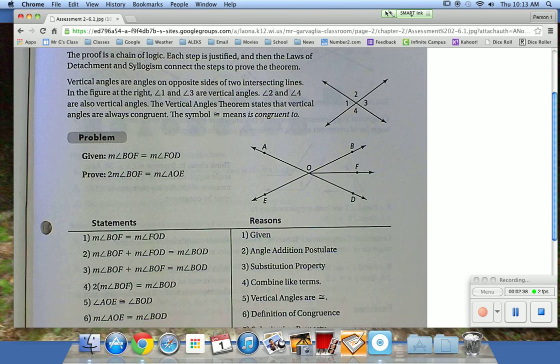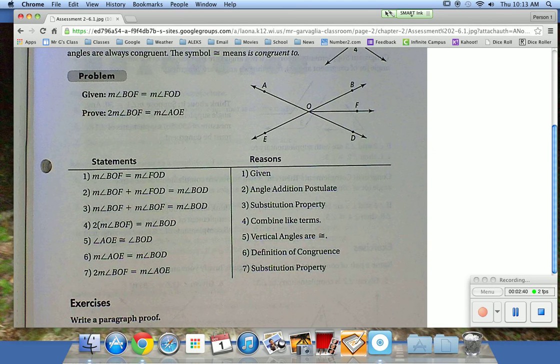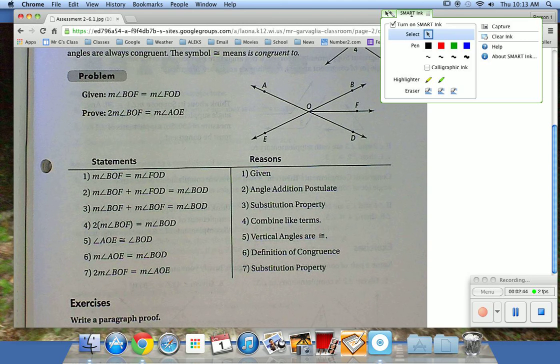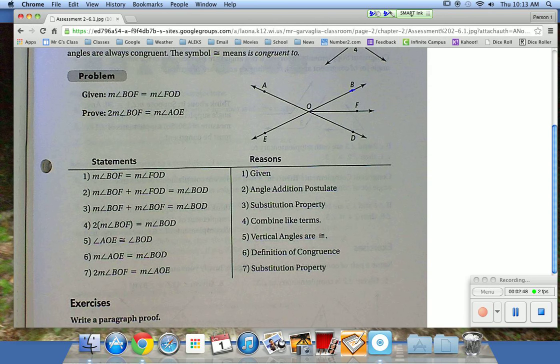at this proof, it says given the measure of angle BOF is equal to angle FOD. What does it mean that these angles are doing then? If they're equal to each other, then this angle equals this angle, right? We know that right away.